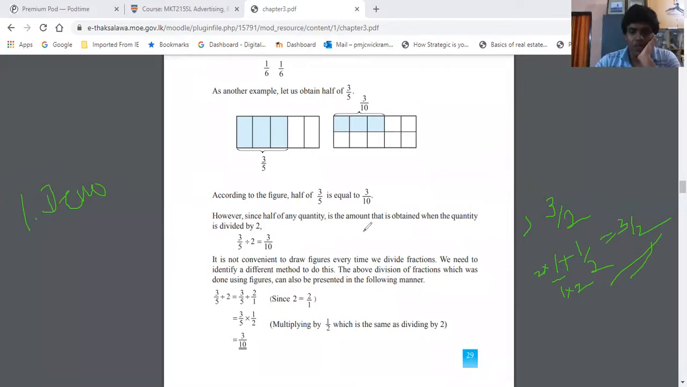However, since half of any quantity is the amount that is obtained when the quantity is divided by 2, 3/10.